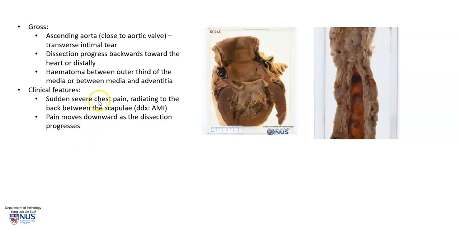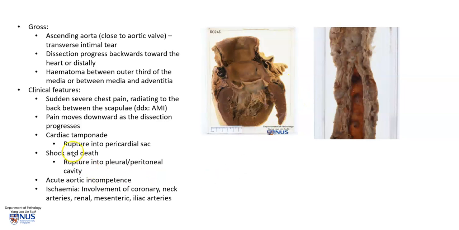Clinically, these patients, depending on where the dissection is, if it is in the ascending aorta, will present with sudden, very severe chest pain radiating to the back, often between the scapulae, and the differential diagnosis of this very excruciating chest pain is acute myocardial infarction. The pain can move downwards as the dissection progresses or propagates. There may be complications of cardiac tamponade if this dissection ruptures into the pericardial sac. There can be shock and death as well if there's rupture into the pleural or peritoneal cavity.